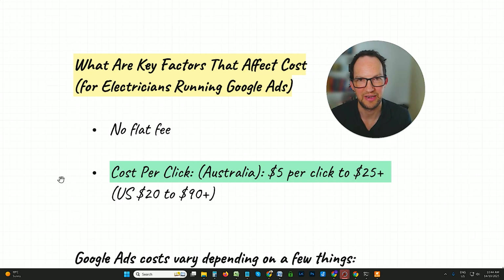If you've looked around at Google Ads before, then you'll know there's actually no flat fee as such. It's charged as a cost per click. So that's when someone clicks on your ad, that's when you get charged. Here in Australia, electricians are generally paying from $5 to $25 or more per click. In the US, you're looking at more than that, which is $20 to $90. We'll go through some more exact click costs later on, and also the cost to actually get paid jobs.